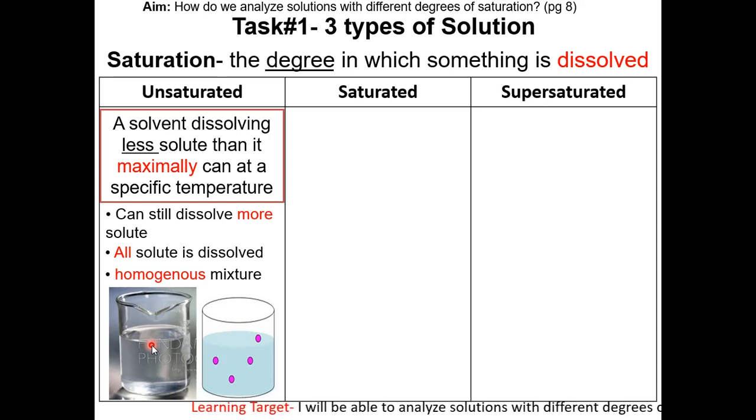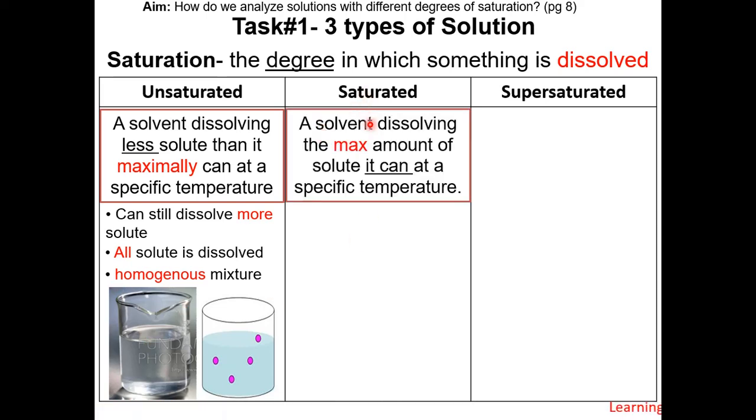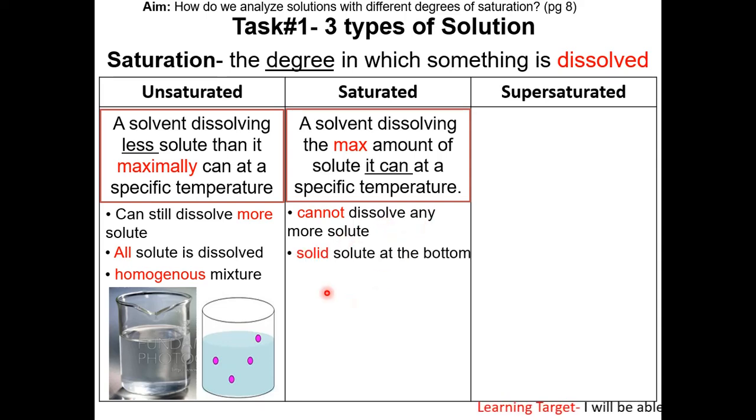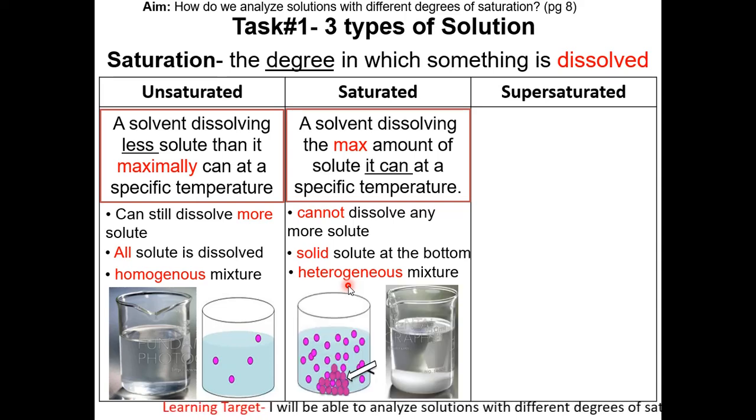This picture is showing an unsaturated solution because all the solute is dissolved, and if you add more solute, it will dissolve it as well. For a saturated solution, the solvent is dissolving the maximum amount of solute it can at a specific temperature. That means it cannot dissolve any more solute. Since it cannot dissolve any more solute, there will be solid solute at the bottom, and if you add more solute to the solution, it will sink to the bottom. Therefore, the saturated solution looks like a heterogeneous mixture. In this picture, it shows a saturated solution because there's solid solute at the bottom.